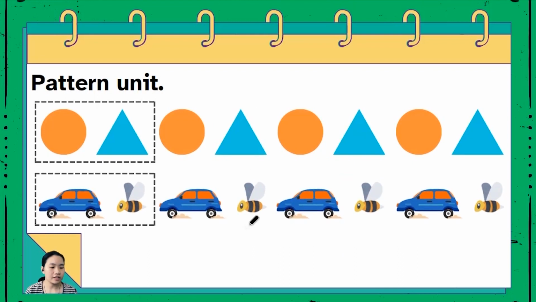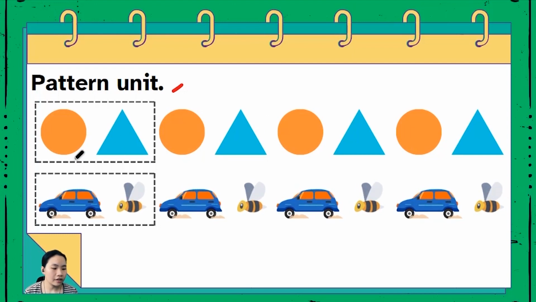So this is our first exercise for today's lesson. We'll be learning about pattern unit and what they are. So the purpose of pattern unit is to make it easier for you to identify patterns, okay? To know a pattern, to be able to repeat a pattern. We must first look at pattern unit, okay?